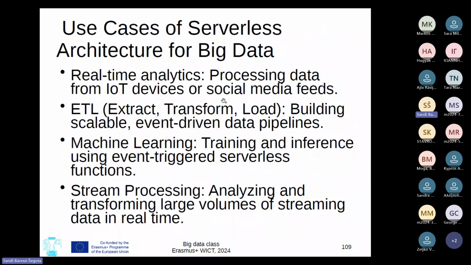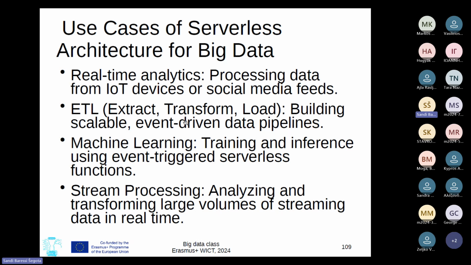So where is serverless architecture used? A lot today: real-time analytics, ETL. Basically, I talked about it a lot. Extract, transform, load for building scalable, event-driven elements. Why is this mentioned as event-driven? Because when you have a serverless setup, it can exist somewhere virtually, right?